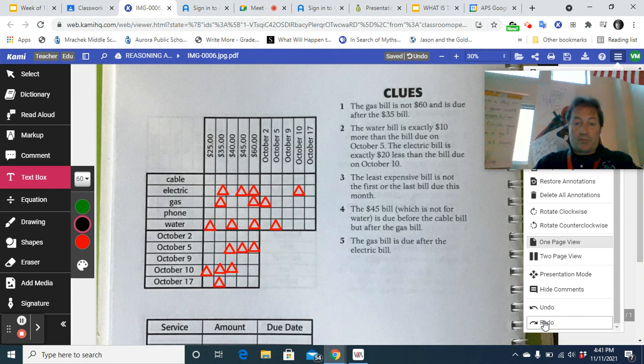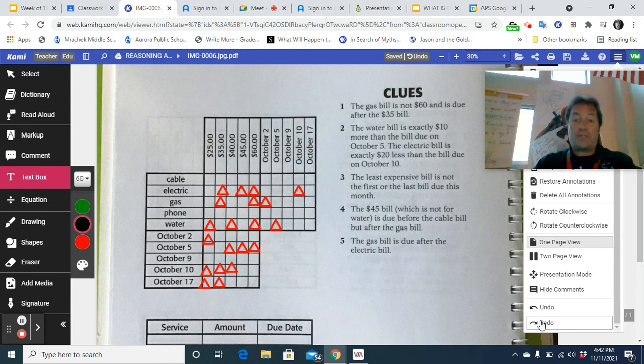Okay, moving forward, we're also going to take off the date of the 10th because we know the electric bill is not on that. The least expensive bill is not the first or the last bill. So because of that, over here, we are taking away the second from $25 and we're taking away the 17th. All right, and now we are ready to go on to clue number 4.